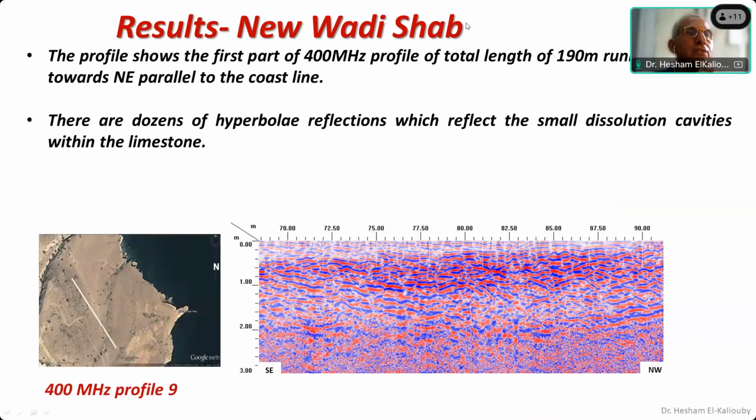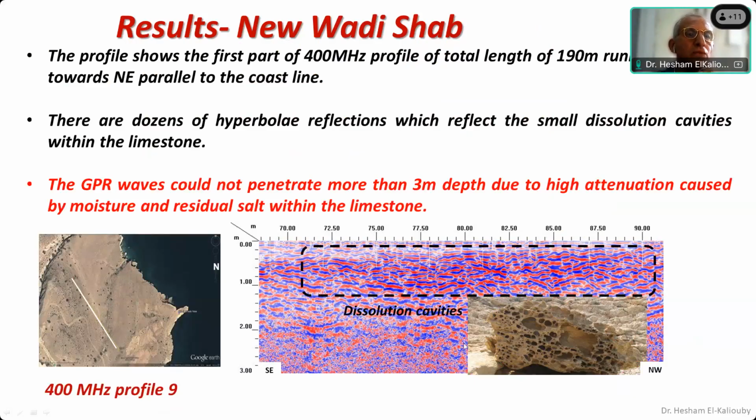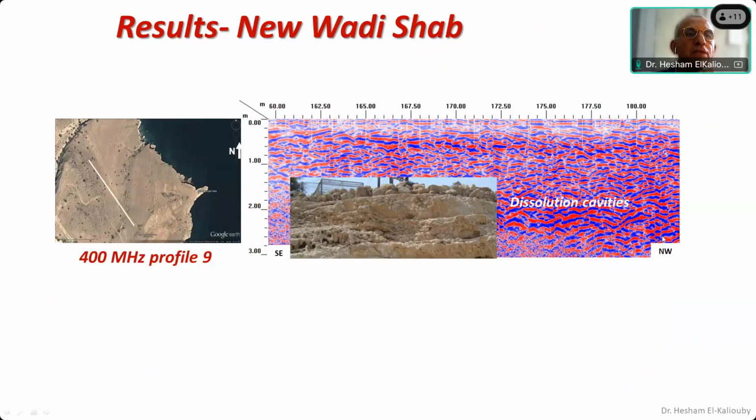If you go to the new Wadi Shab area, which is the open area, we will no longer see any air wave here because there are no buildings or trees, just a clean area. You can see only many dozens of dissolution cavities, many hyperbolas corresponding to dissolution cavities in the limestone. The depth here was only 3 meters, after which the signal gets attenuated because of the seawater. The moisture of the seawater or residual salt within the limestone causes high attenuation for the GPR signal. Again, you can see dozens of hyperbolic features corresponding to small cavities in the limestone. This is a surface feature, but it reflects the subsurface.